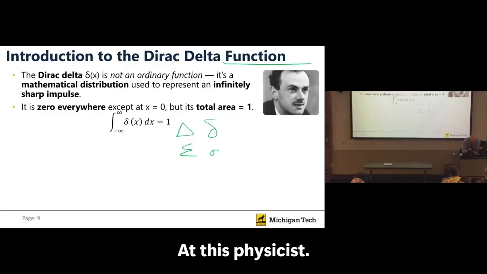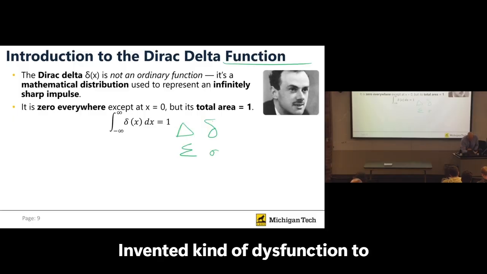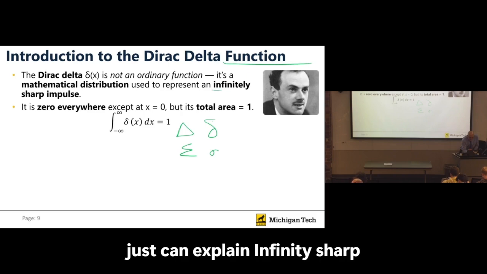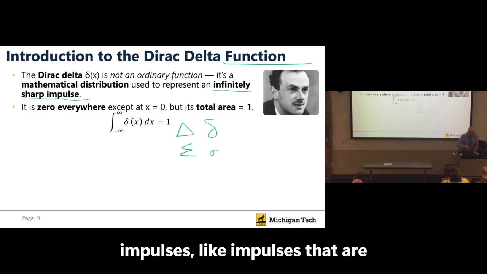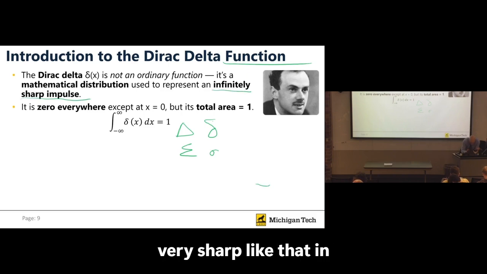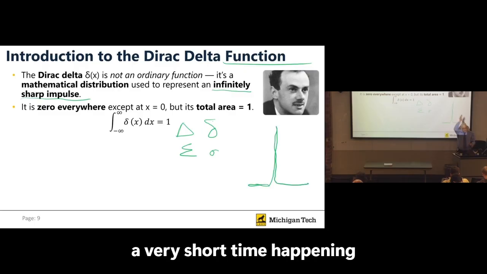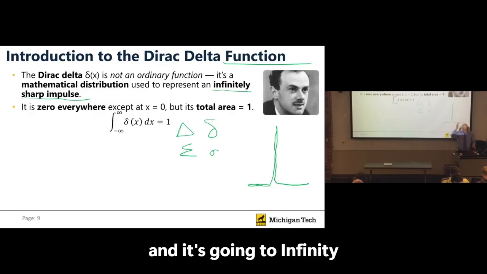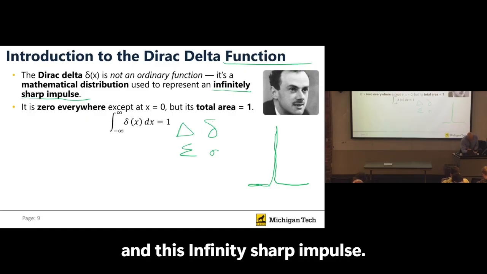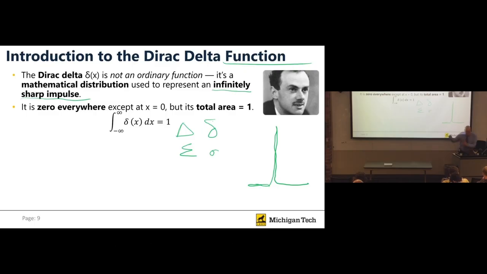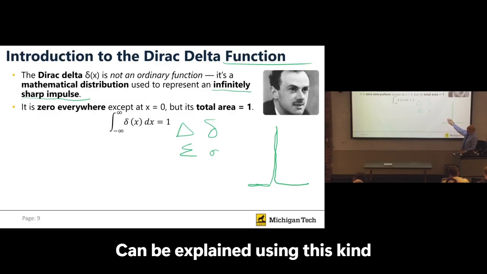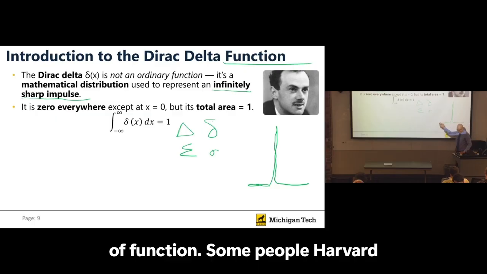This physicist invented this function to explain infinitely sharp impulses, impulses that are very sharp, happening in a very short time and going to infinity. And this infinitely sharp impulse can be explained using this kind of function.